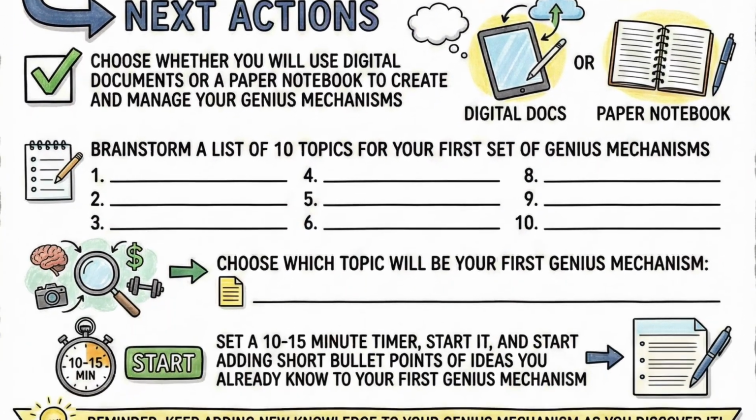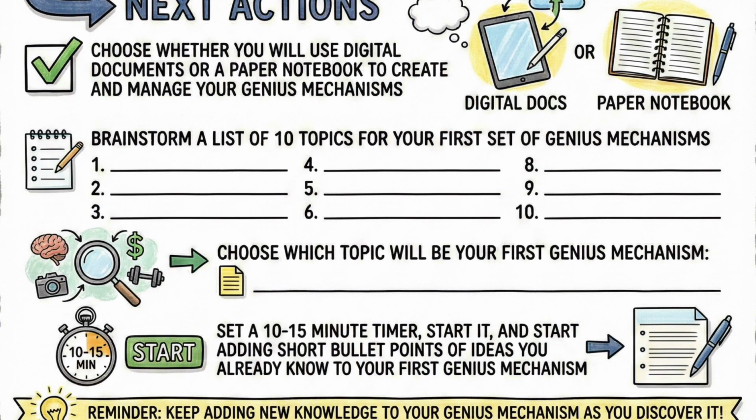Now, once you know which process you're going to use, then you want to brainstorm a list of 10 topics that you want to create your first genius mechanisms about. So you might fill in productivity. Next one might be creativity. The next one might be marketing. The next one might be writing. The next one might be copywriting. But just come up with 10 topics that you want to start with for creating your genius mechanisms.